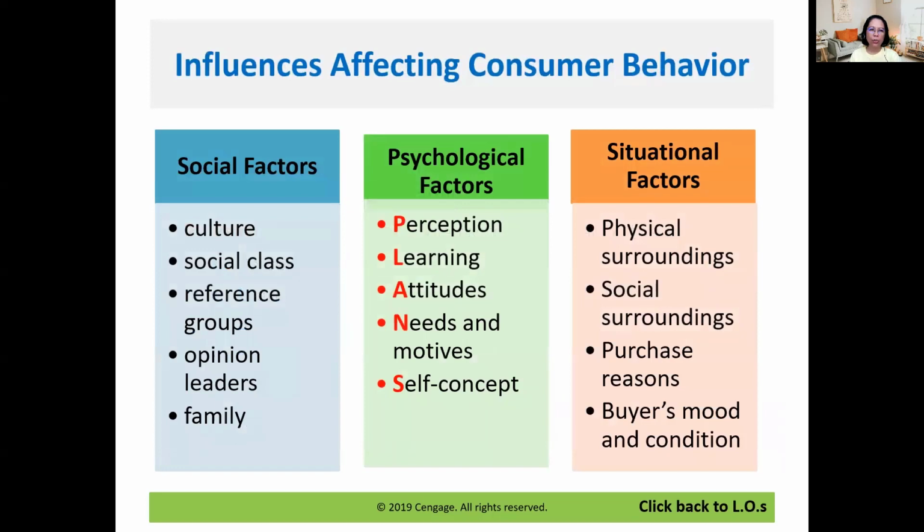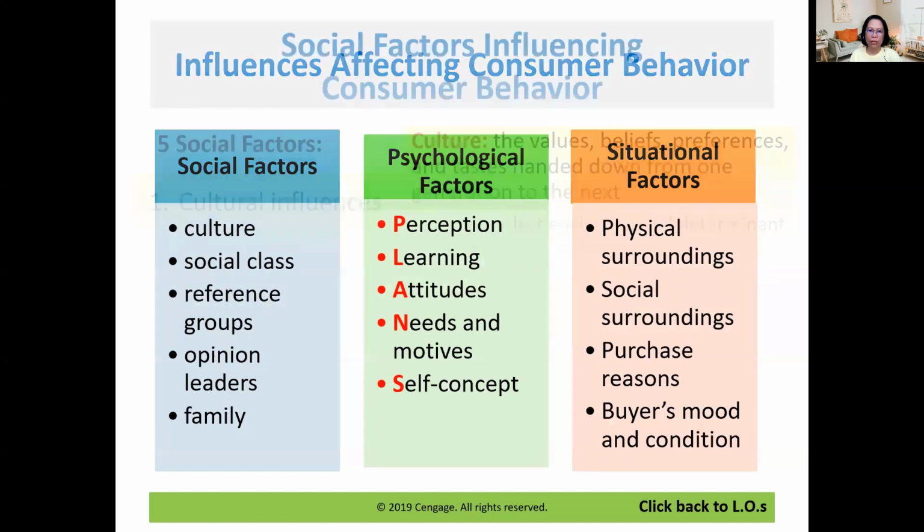So again, social factors include culture, social class, reference groups, opinion leaders, and family. So these are external factors. Psychological factors include internal perception, learning, attitudes, needs and motives, and self-concept. Situational factors are external factors and include physical surroundings, social surroundings, purchase reasons, and the buyer's mood and condition. So the last two are more on the internal factors.